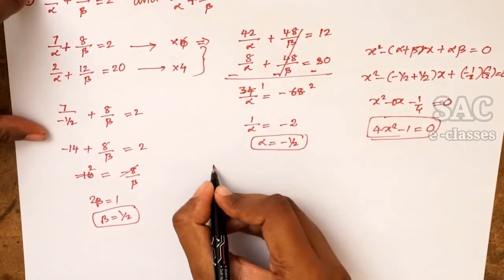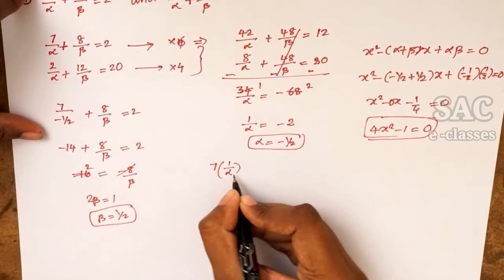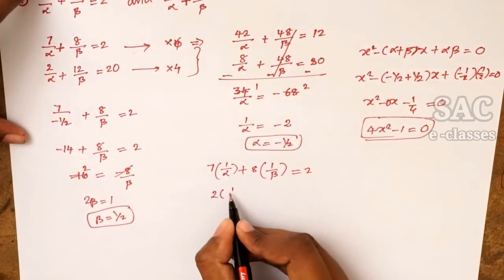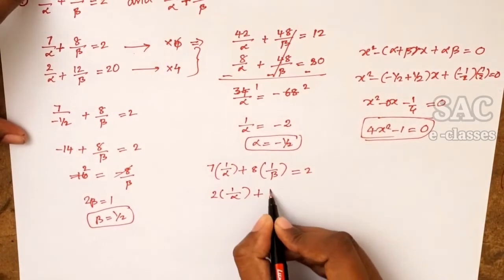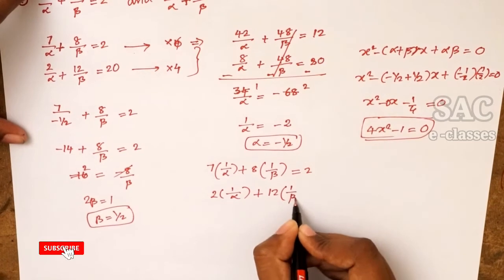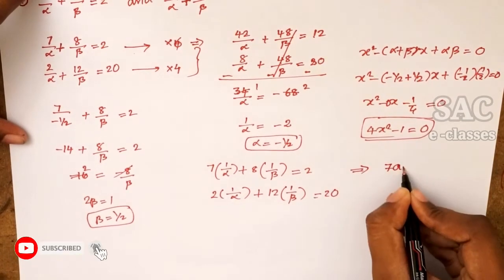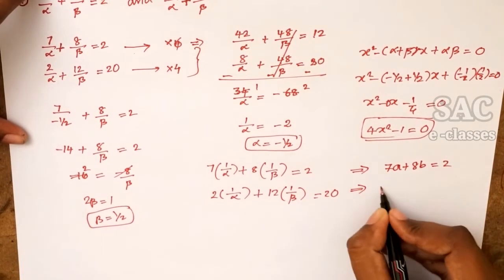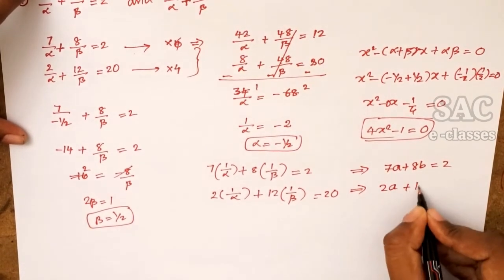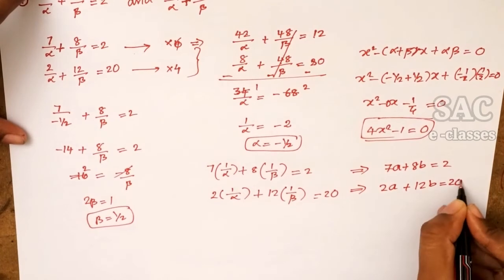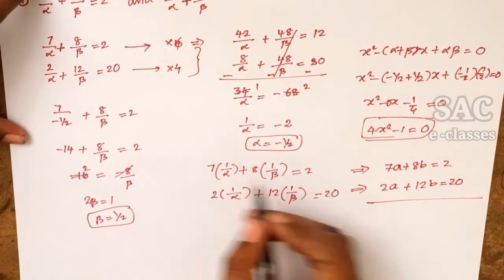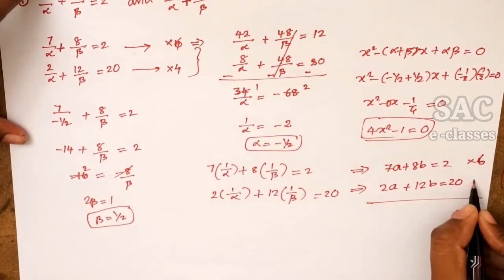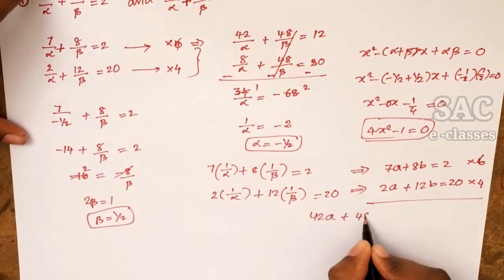This is not the only way. The usual way: you know that 7 into 1 by alpha plus 8 into 1 by beta is equal to 2, and 2 into 1 by alpha plus 12 into 1 by beta is equal to 20. Taking 1 by alpha as a and 1 by beta as b, 7a plus 8b is equal to 2 and 2a plus 12b is equal to 20. Now also you can solve them by multiplying with 6 and by multiplying with 4.